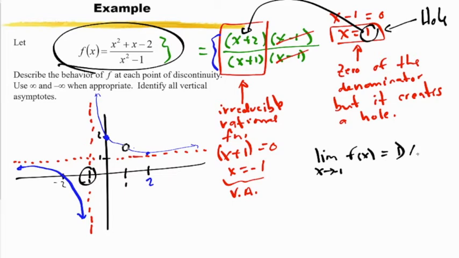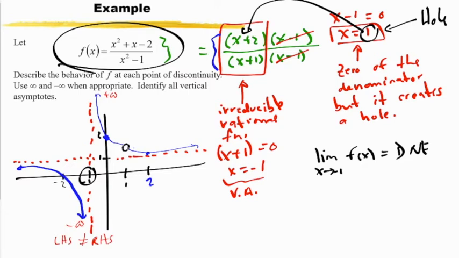DNE. Why DNE? Well, from the left-hand side of -1, we're going to negative infinity. From the right-hand side of -1, we're going to positive infinity. The left-hand side limit is not equal to the right-hand side limit, so we have DNE.